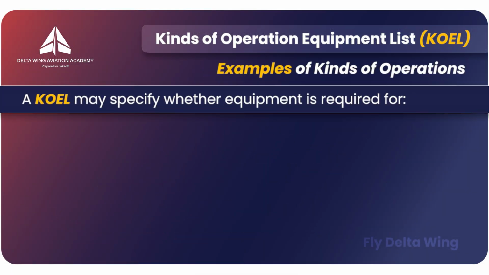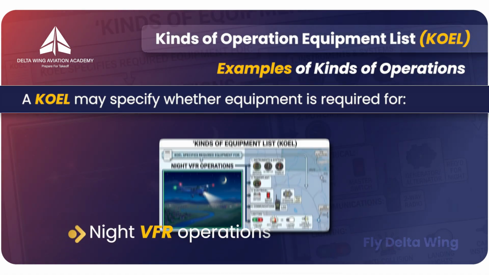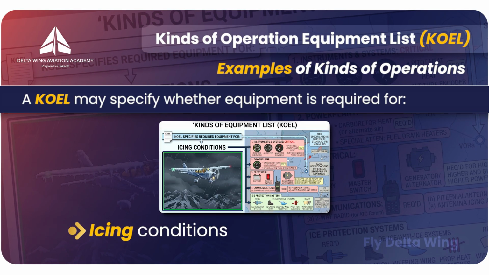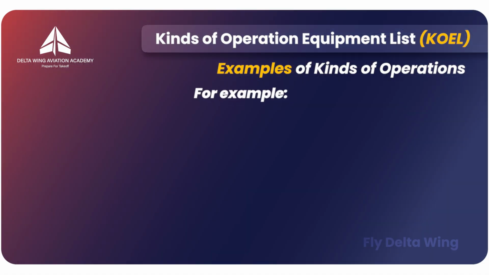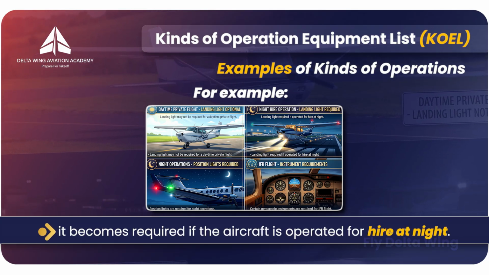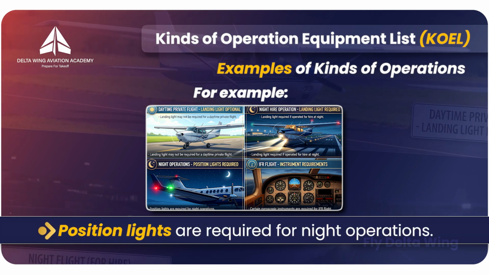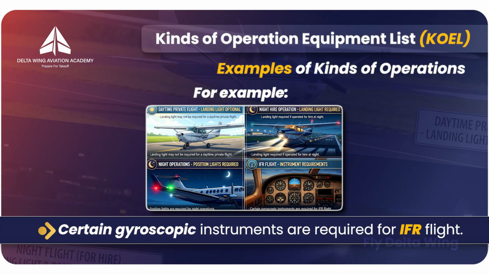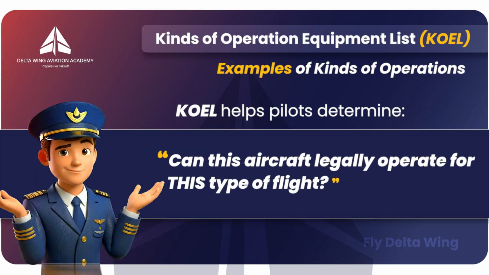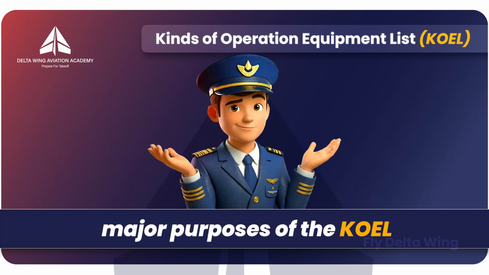A KOEL may specify whether equipment is required for day VFR operations, night VFR operations, IFR operations, icing conditions, extended overwater flights. For example, a landing light may not be required for a daytime private flight, but it becomes required if the aircraft is operated for hire at night. Position lights are required for night operations. Certain gyroscopic instruments are required for IFR flight. So the KOEL helps pilots determine, can this aircraft legally operate for this type of flight? That's one of the major purposes of the Kinds of Operation Equipment List.